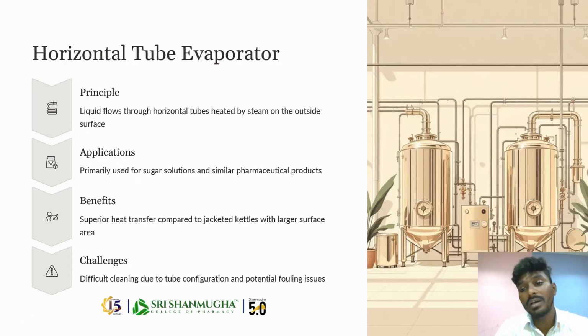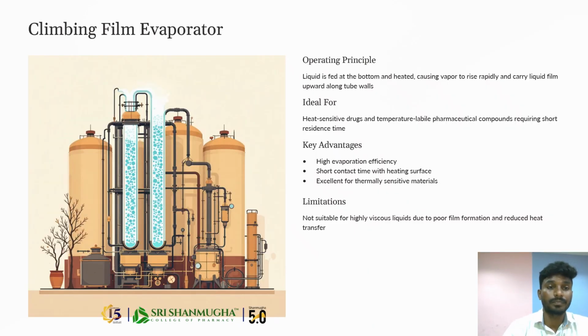Another instrument is the horizontal tube evaporator. What is the principle? The liquid flows through horizontal tubes heated by steam on the outside surface. Application: primarily used for sugar solutions and similar pharmaceutical products. Benefits: superior heat transfer compared to the jacket kettle, with a larger surface area. The challenges: difficult cleaning due to the tube configuration and potential fouling issues.